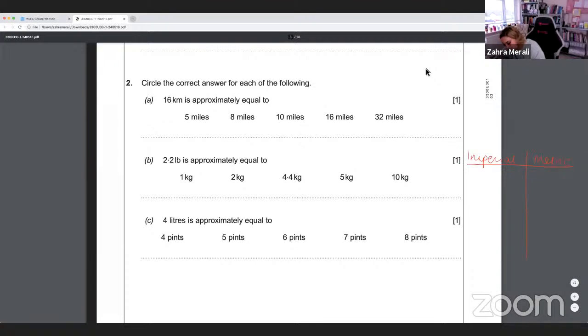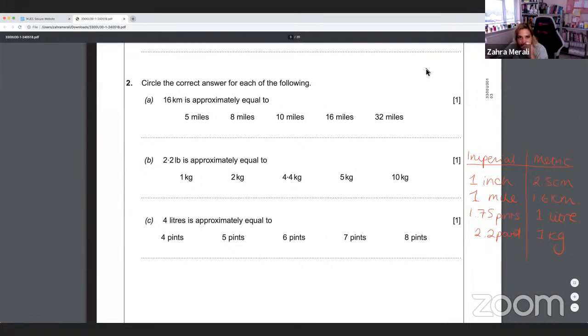So if we say 1 inch is the same as 2.5 centimeters, 1 mile is approximately 1.6 kilometers, 1.75 pints is 1 litre, and 2.2 pounds is approximately 1 kilogram. Okay, so those are the ones that you need to know for the exam.